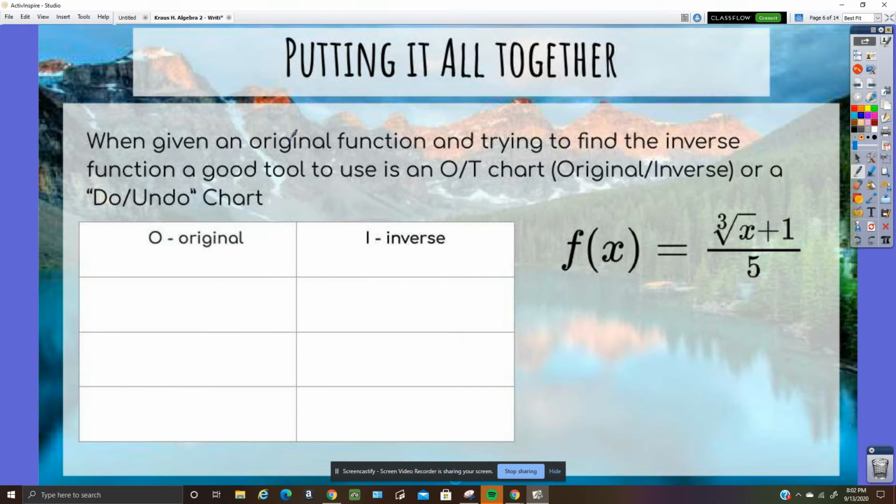All right, so when given an original function, try to find the inverse function. A good tool to use is the OI chart, original inverse, or a do-undo chart. So the original would be: take the cube root. I'm just going to abbreviate this. Add 1, and then divide by 5.